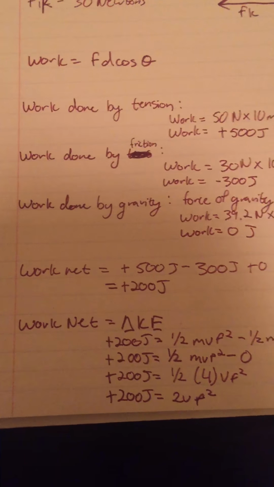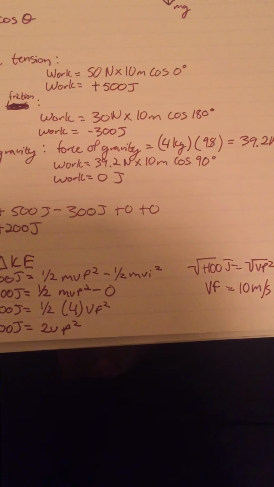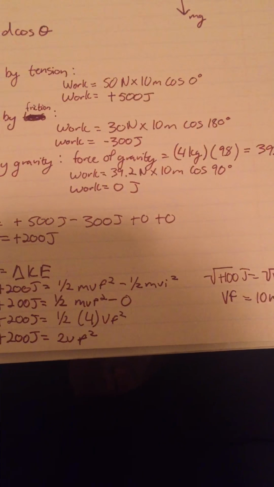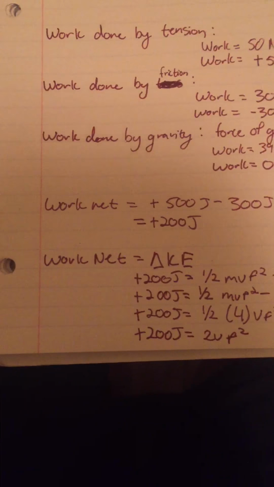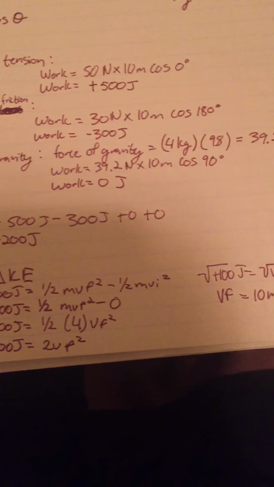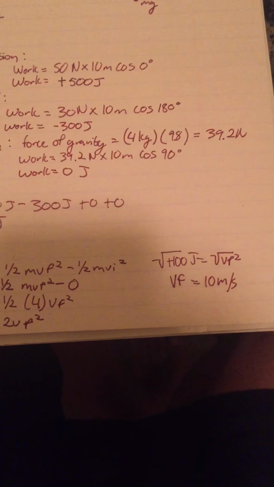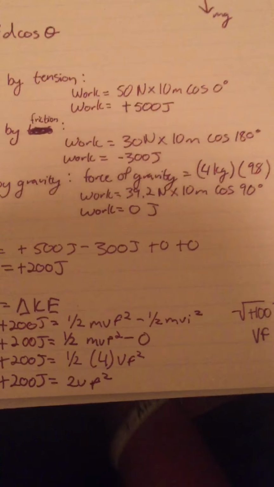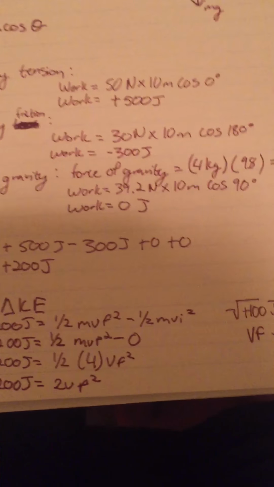Work done by friction is, using the same formula, work equals 30 newtons times 10 meters times cosine of 180, which gives you a work of negative 300 joules. Then work done by gravity, I figured out the force of gravity is 4 kilograms times 9.8, which gives you 39.2 newtons. So you use the work formula, and it is work equals 39.2 newtons times 10 meters times cosine of 90 degrees, which gives you work equals 0 joules.